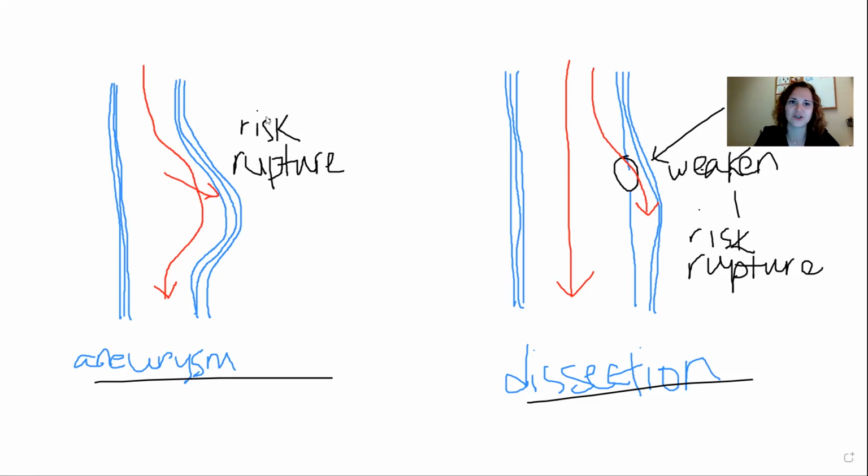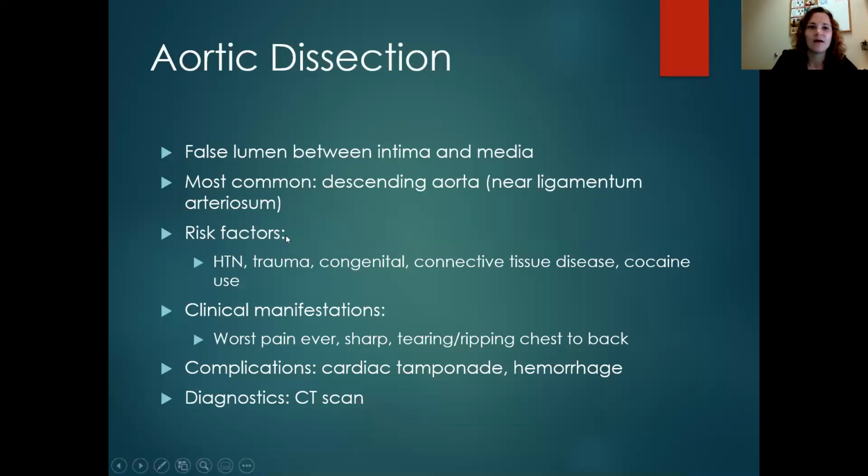So going back to our PowerPoint, that's what that false lumen between the intima and the media is talking about, that tear injury to the intima causing blood to flow in there. We talked about the most common area for an aneurysm being the abdomen, an AAA, an abdominal aortic aneurysm. For a dissection, it's the descending aorta.